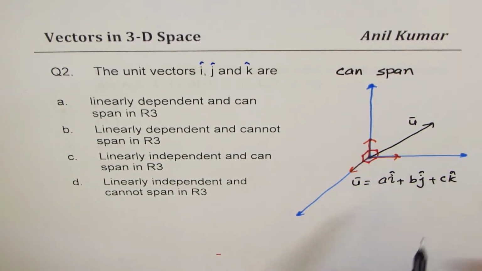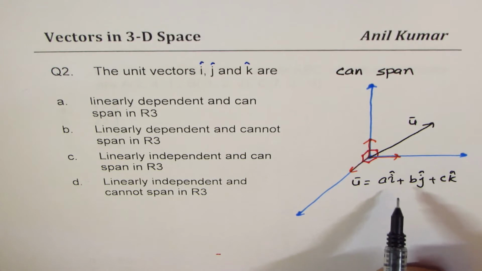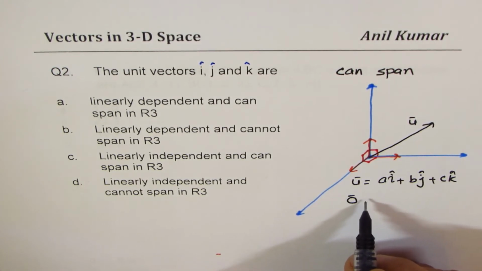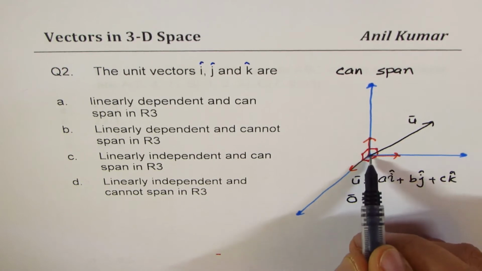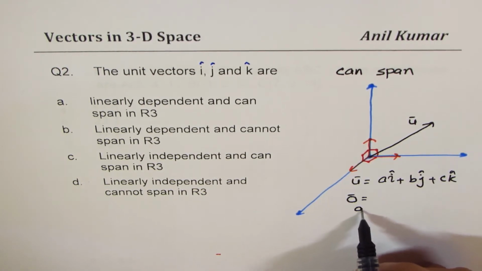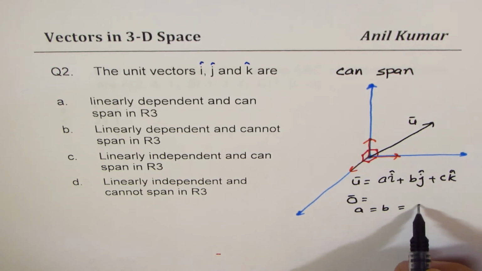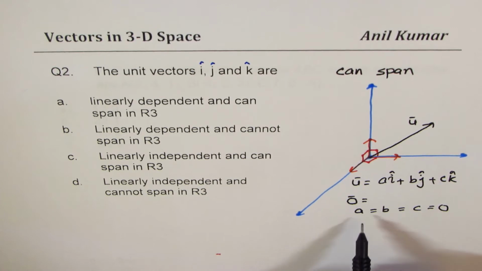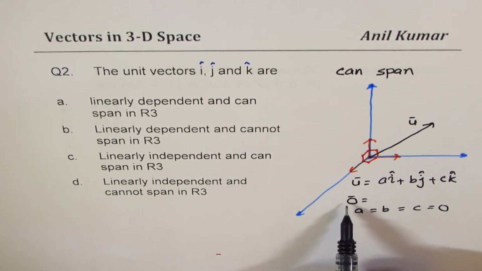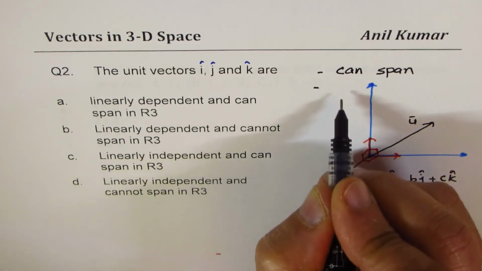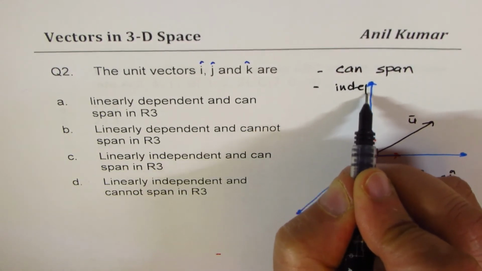Now you'll also notice that when you write a vector like this, can it be 0? Well, 0 vector is only possible if a, b, c are all 0. Do you see that? Only then it is 0, otherwise not. Since that is the condition, that means they are independent vectors, right? So they are independent vectors.